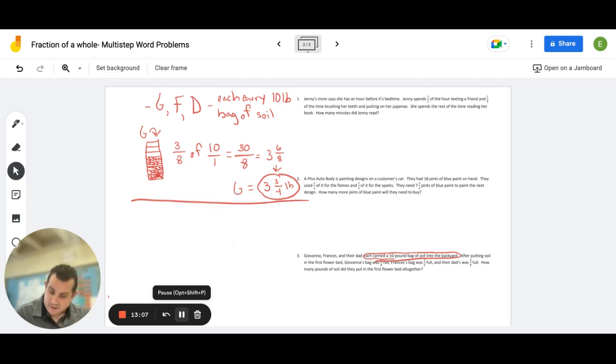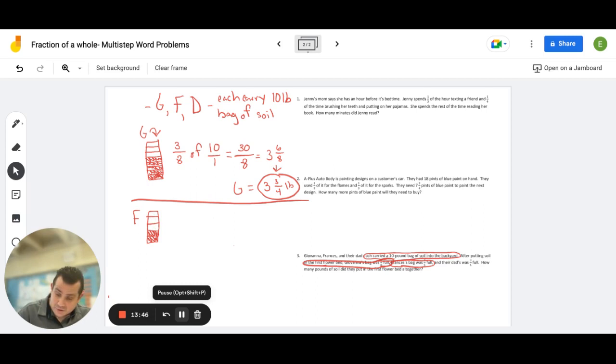Okay, now we go to Francis. Francis, it says, in her first, we did Giovanna. Okay, Francis's bag was 2/5 full. So if her bag was 2/5 full, 3, 4, that should make 5 pieces. It was 1. That was full. That dirt is still in there. 2/5 of the dirt still in there. So that means she used 1, 2, 3/5 of the bag.